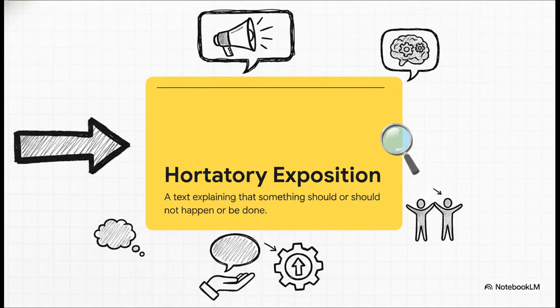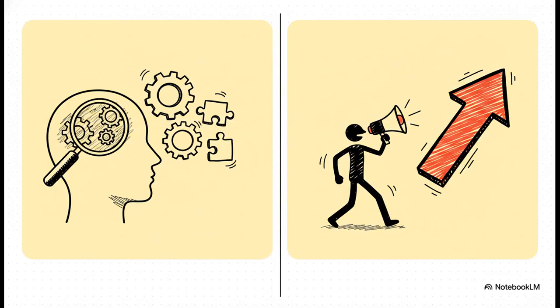Drawn straight from the academic literature on text types, it's defined basically as a text intended to explain to listeners or readers that something absolutely should or should not happen or be done. So the key takeaway here is that a hortatory exposition isn't just about sharing information. It's not about just sounding smart. It is a highly specialized text with one pure, singular purpose: to persuade the reader to actually get up and do something.